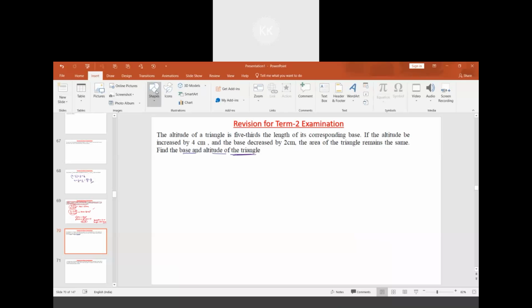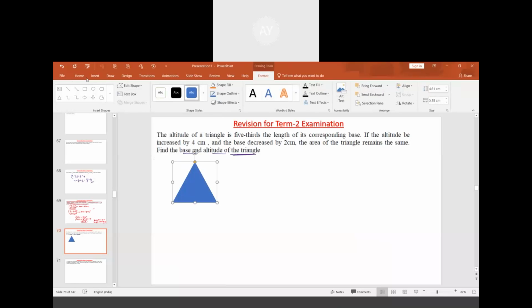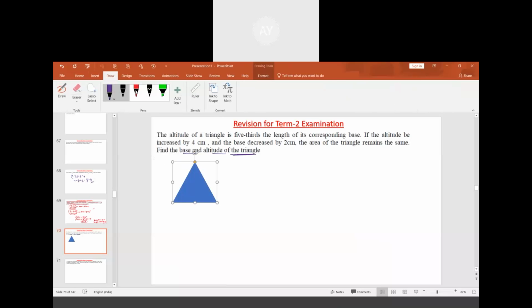Sir, first we have to find the area of the triangle. Let us consider the base as x, and its height, the altitude, will be 5 by 3x. Then for the area of a triangle, area will be half into base into height. Half into x into 5 by 3x. This is for the original triangle.